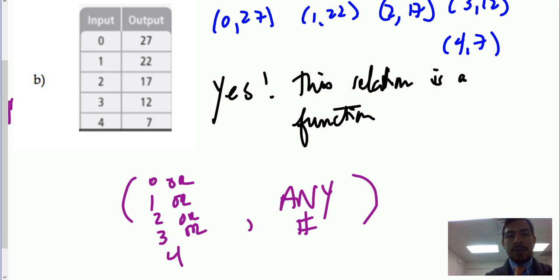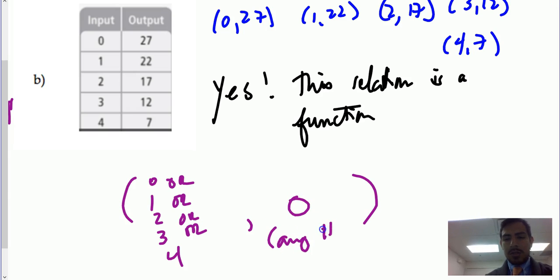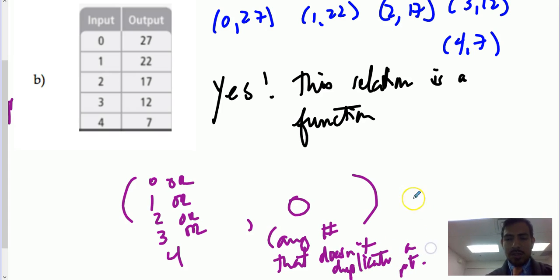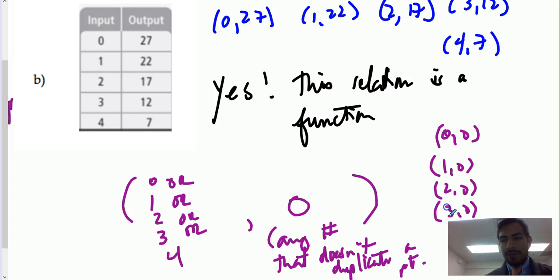And for the sake of argument, for that any number part, let's just put 0. Any number that doesn't duplicate a point. So, in case that's confusing, 0, 0 would be fine, or 1, 0 would be fine, or 2, 0 would be fine, or 3, 0 would be fine, or 4, 0 would be fine. Any of those would be fine.